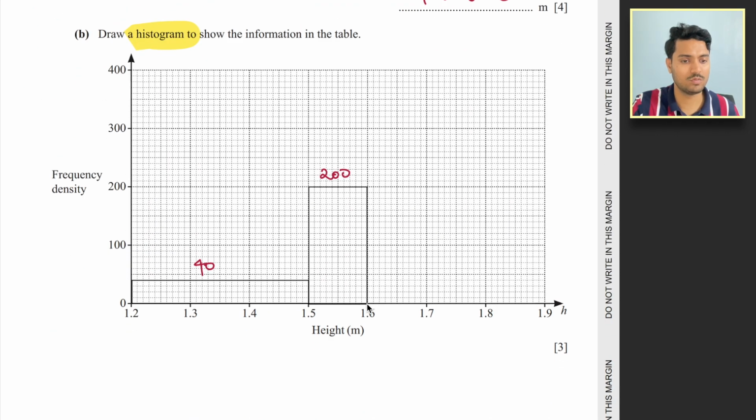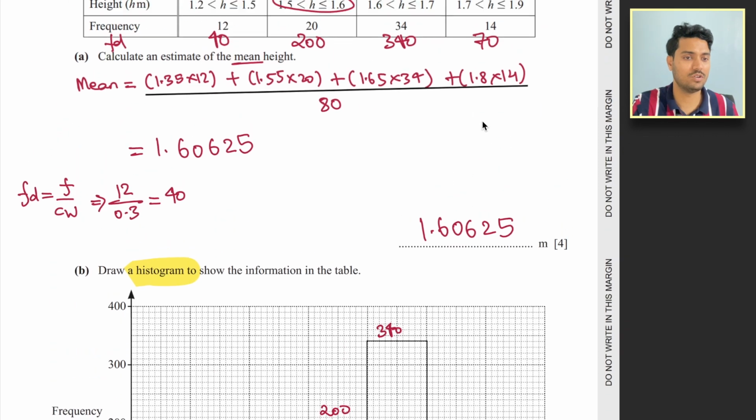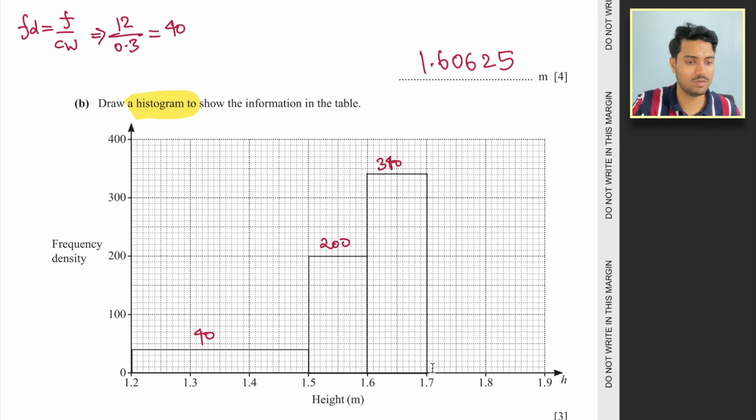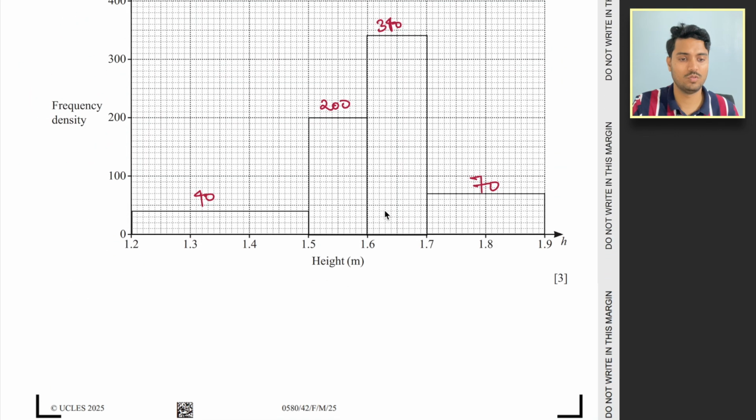1.6 to 1.7 is going to be 340. So let's check. This is 300. This is 350. 340 is just below that. And this is going to be 340. And the last one is 70, for 1.7 to 1.9. 1.7 to 1.9 is 70. So this is the histogram. Let's move on to the next question.